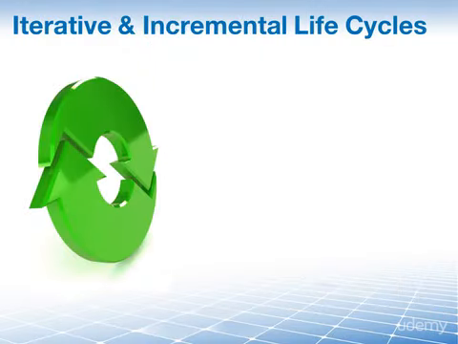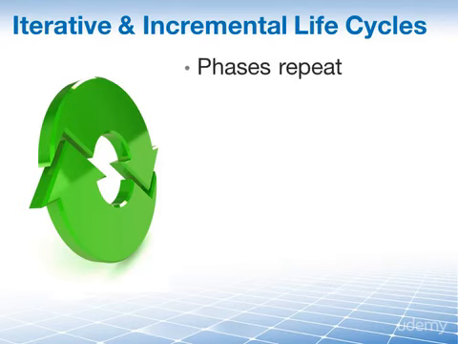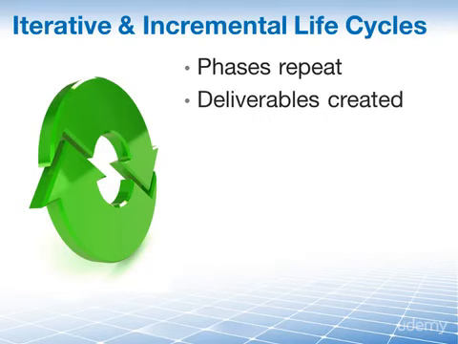Then we have the iterative or incremental life cycles. In an iterative or incremental life cycle, phases intentionally repeat one or more project activities as the team's understanding of what needs to be done increases. These repeated cycles incrementally add functionality to the product. At the end of each iteration, a deliverable is always created, and each successive iteration will then either enhance this deliverable or create an entirely new one.